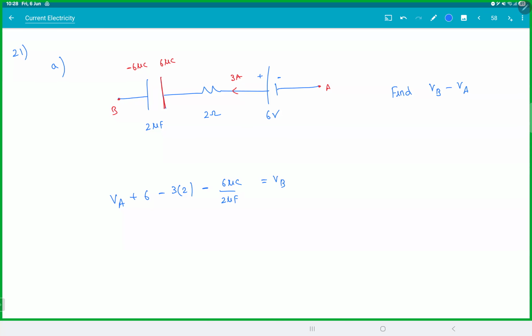You getting how I did this? So at each terminal you just see, are you going decreasing or increasing? VA plus 6 minus 6 minus 3 is VB. You want VB minus VA, minus 3 volts. Easy? Let's see the question.